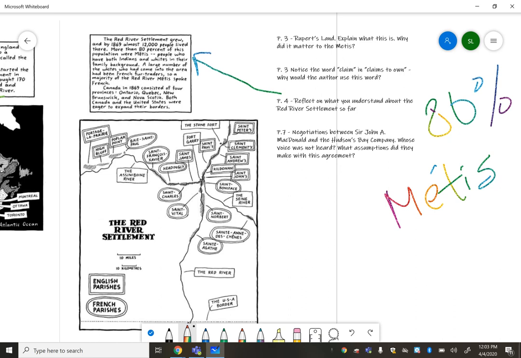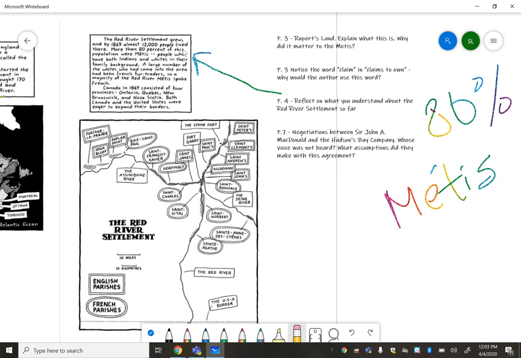They make sure that we know what it means to be Métis. And a large number of the whites who had come into the area had been French fur traders. So the majority of the Red River Métis spoke French. And there's your answer for the question on page 4.